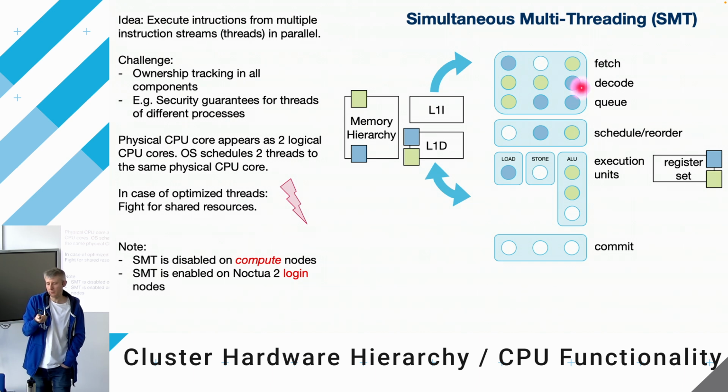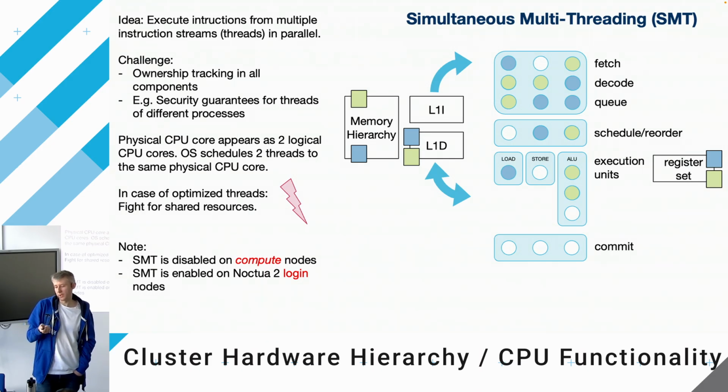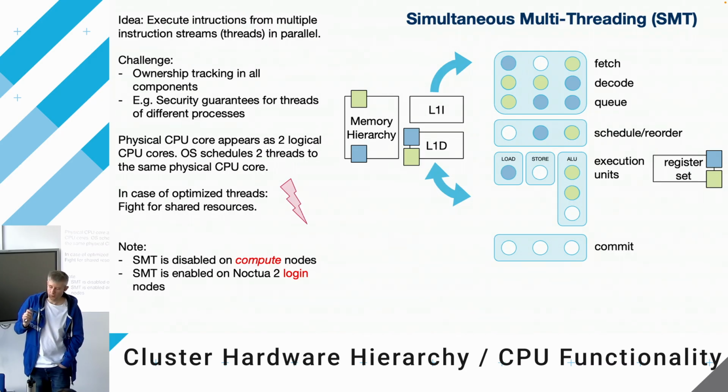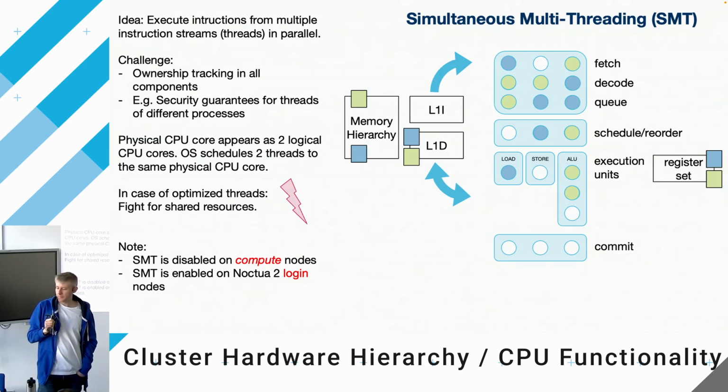And then we can make use of the resources. For example, if one thread has to do a lot of divisions and is stalling here, then the instructions of a different thread could be executed, for example when they are doing some memory operations, and then we can make better use of our CPU execution units and our CPU resources.